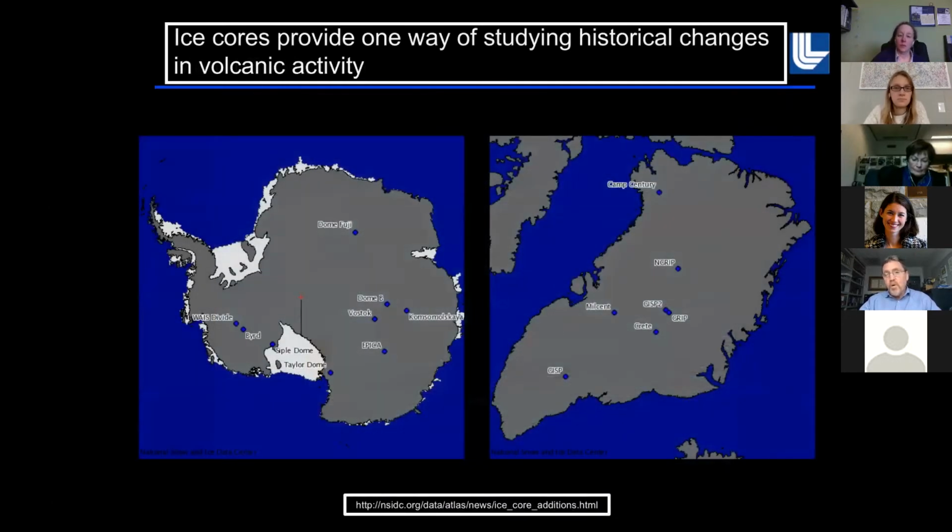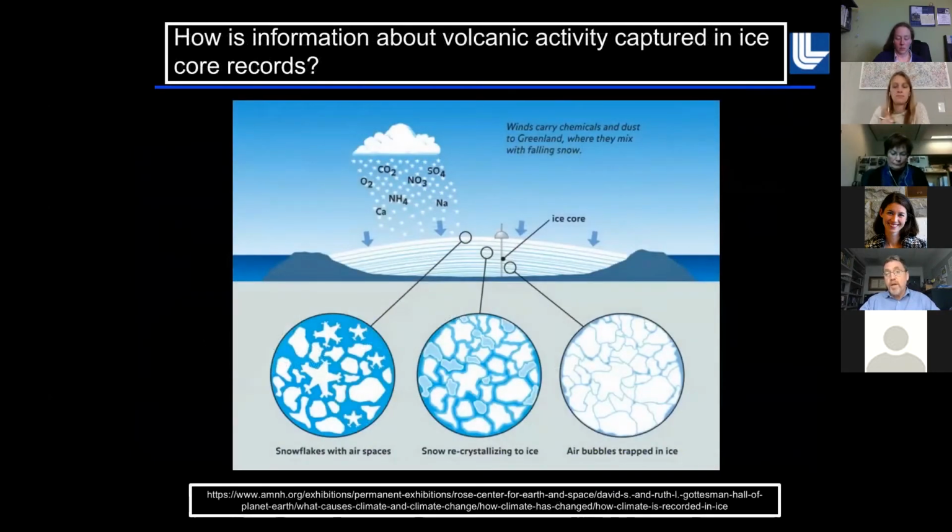Well, how do we know about volcanic effects on climate? We can look at these beautiful ice core records, both from Antarctica, which you see on the left, and from Greenland, which you see on the right. Scientists have been drilling cores in the ice for decades now, and using that information to try and understand changes over time in things like carbon dioxide, but also in things like sulfates produced by large volcanic eruptions.